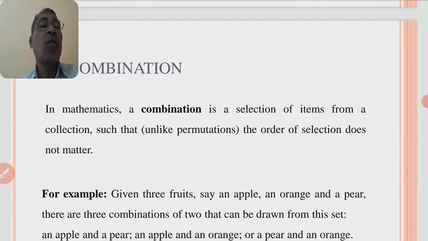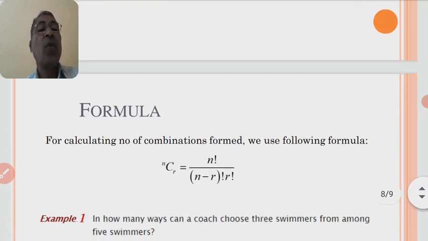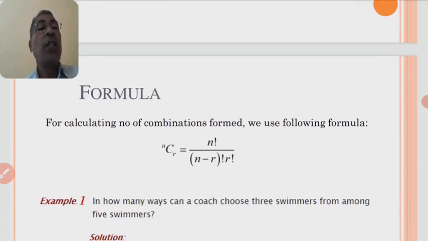Now we will see the combination. In mathematics, a combination is a selection of items from a collection such that the order of selection does not matter. For example, given 3 fruits, say an apple, an orange and a pear, there are 3 combinations of 2 that can be drawn from this set: an apple and a pear, an apple and an orange, or a pear and an orange.